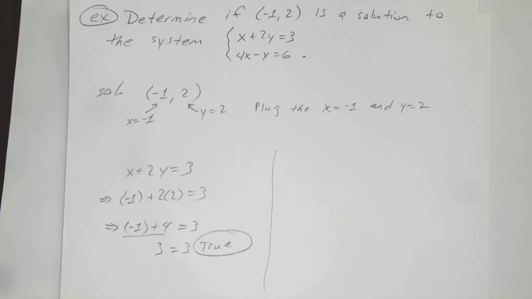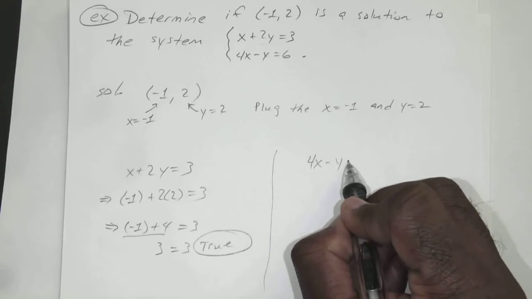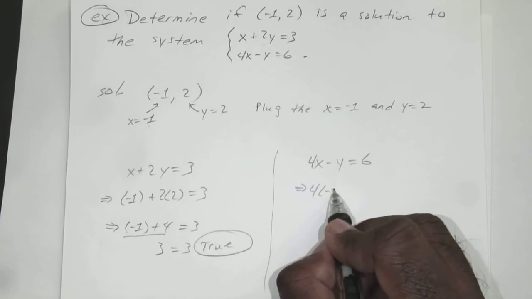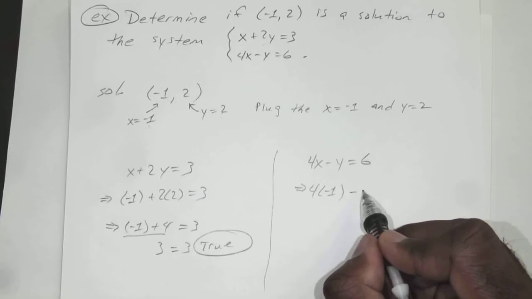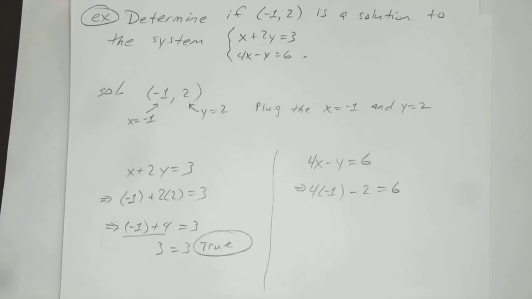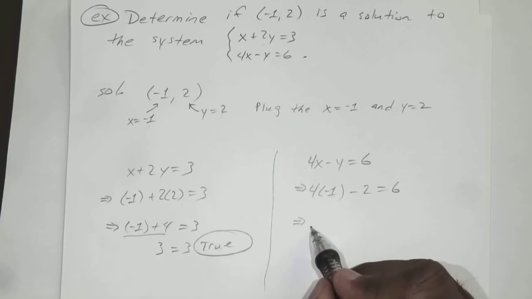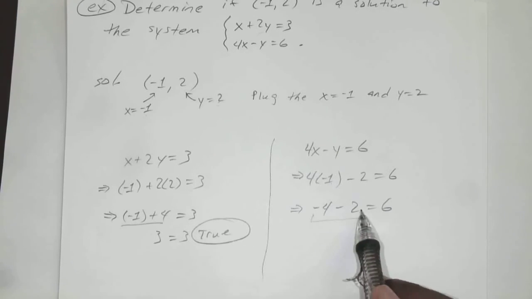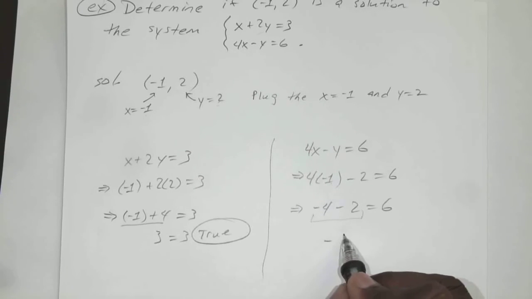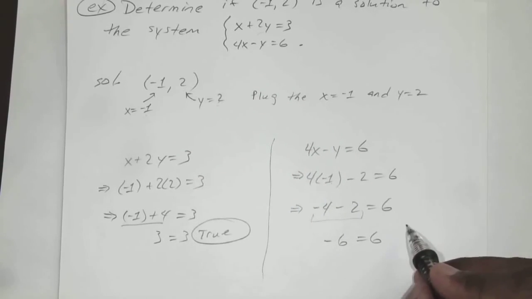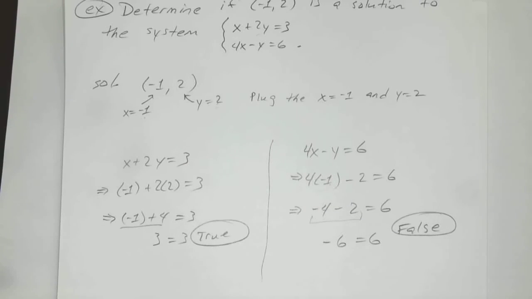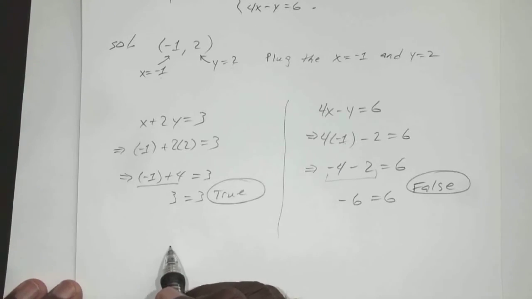So you have 4x minus y equals 6. We have 4 times negative 1 minus 2 equals 6. So you have negative 4 minus 2 equals 6. If we simplify that left side, we have negative 6 equals 6, which in this case is false. Unless it's true for both of them, it's not a solution to the system. So in this case, it's not a solution.